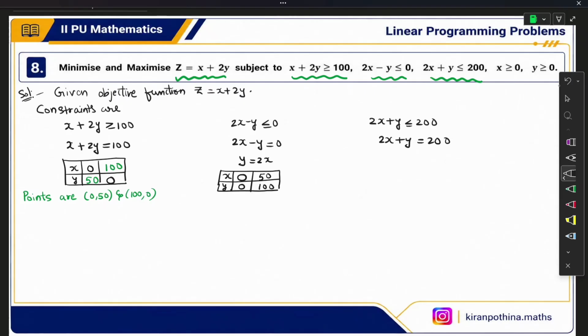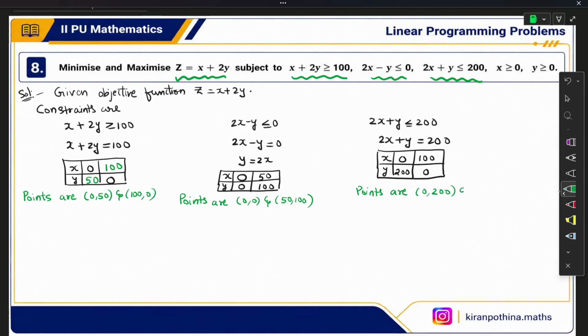Now when we come to the third, x as well as y. When x equal to 0, y value will be 200. When y equal to 0, x value will be 100. Okay. So these are the points. So let us write. So points are 0 comma 0 and this is 50 comma 100. Here points are 0 comma 200 as well as 100 comma 0.